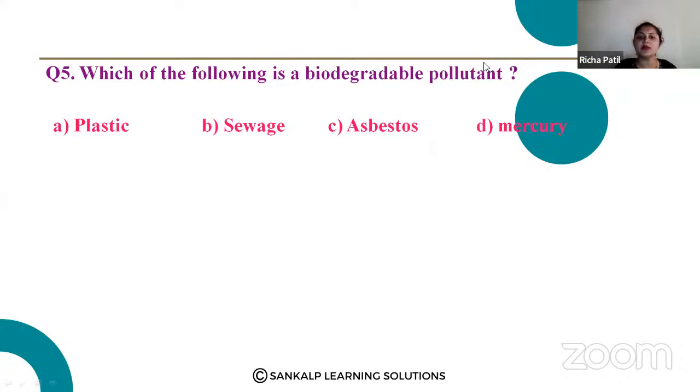Which of the following is a biodegradable pollutant? Option B, ma'am. Sewage. Yes, the correct answer is sewage, B.